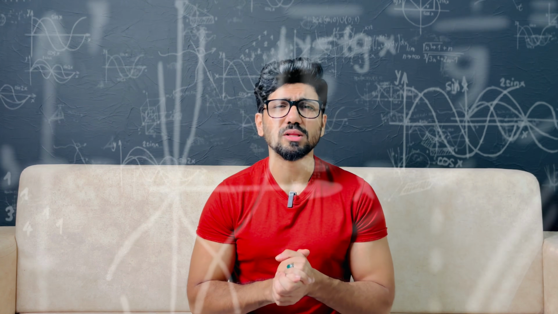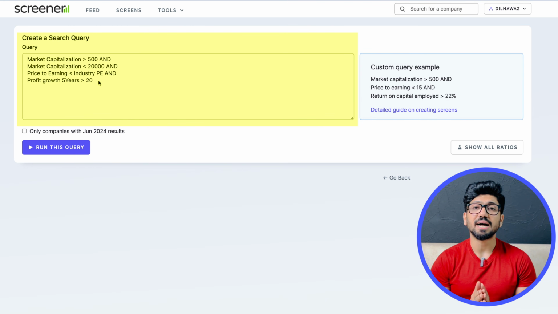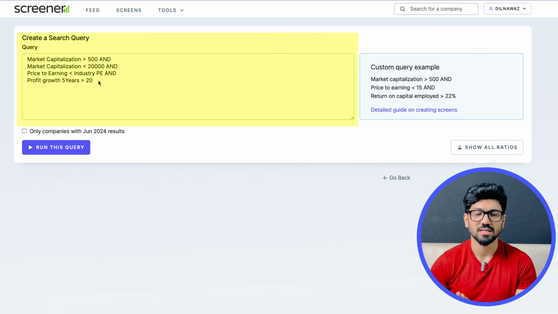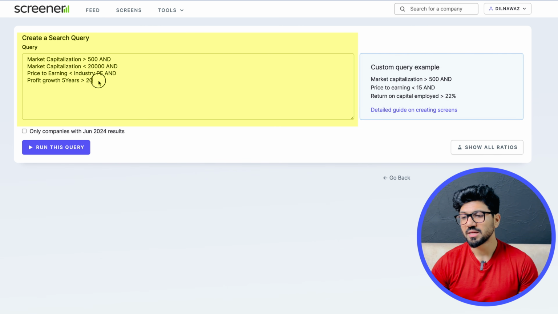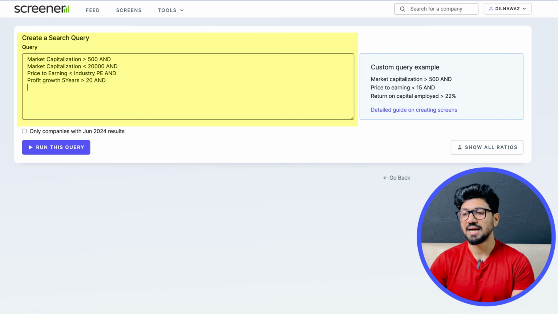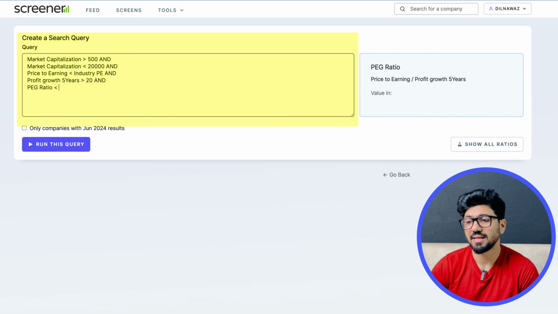Now you don't have to do all this maths. Luckily we have a screener and we can use that to find all those companies that have a PEG ratio less than 1. So let's jump to screener. So this is the query that we had in the last video, which gave us approximately 270 stocks. Now let's use this PEG ratio filter to find out an even lesser number of companies. Okay, so let's add the filter, which is, and the PEG ratio is less than 1.